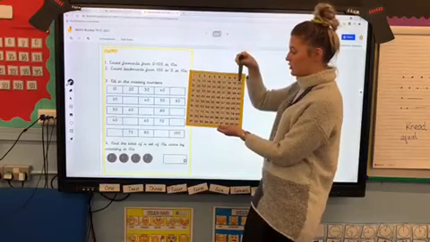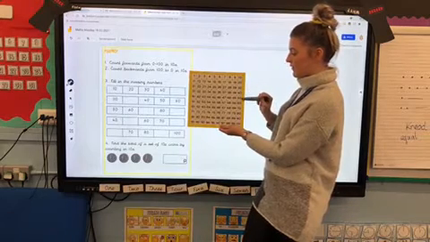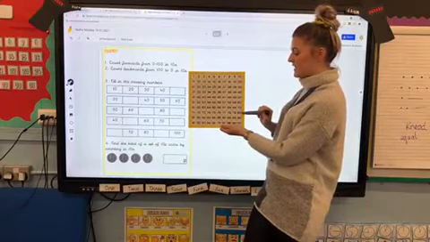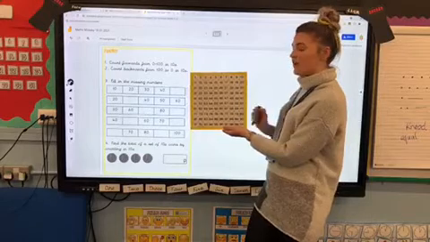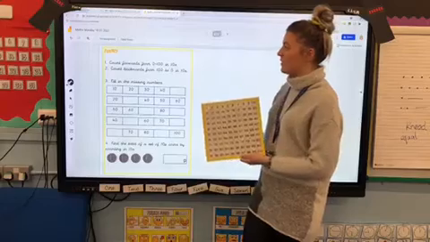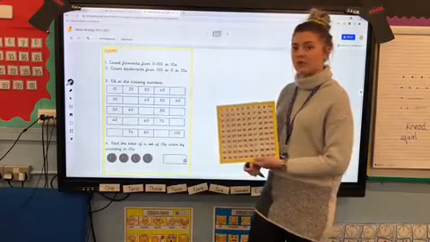10, 20, 30, 40, 50, 60, 70, 80, 90, 100. Now you have a go at home. When you have done that, we are now going to count backwards from 100.